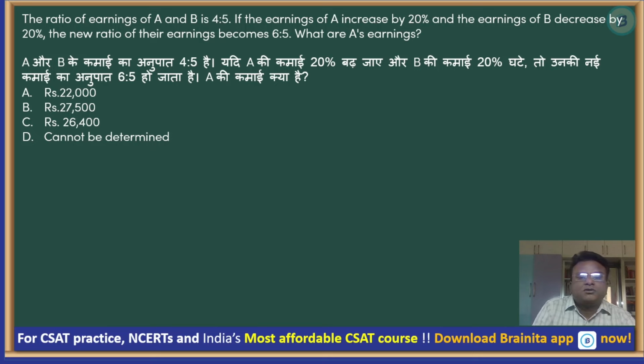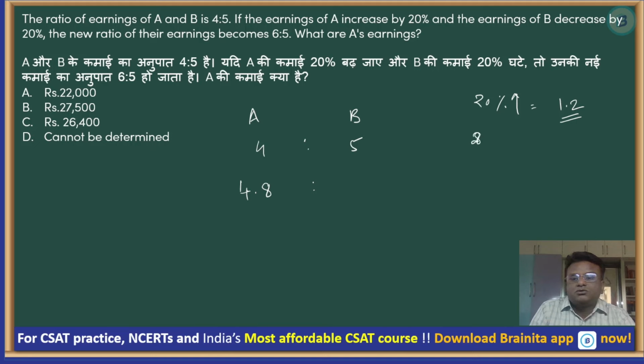The ratio of earnings of A and B is 4:5. As is my habit, I'll start writing 4:5. The earnings of A is increased by 20%. I have explained in one of my last videos that if you have to increase by 20%, you have to multiply by 1.2. I'll multiply 4 by 1.2, it becomes 4.8. And the earnings of B decrease by 20%. To decrease by 20%, you have to multiply by 0.8. So if I multiply 5 by 0.8, I get 4.